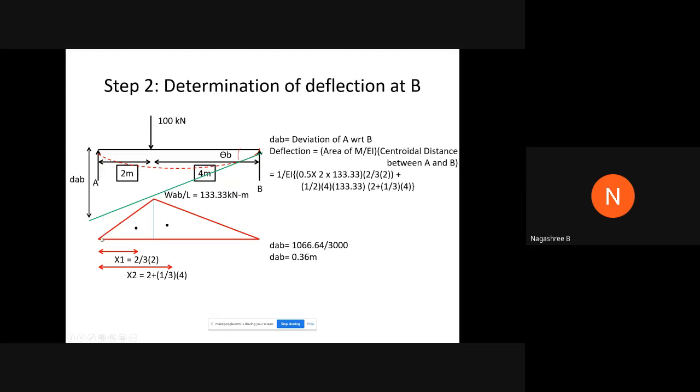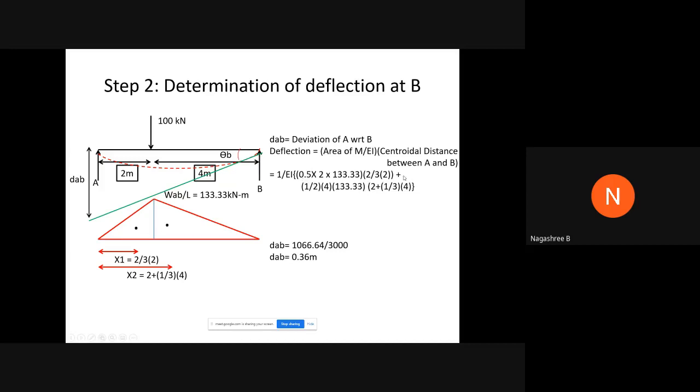Since we have taken A as a reference, you can take it from B also. Here I have taken it from A. For this triangle, the centroid is at a distance of 2/3 of the base. Why? Because this is the longer side of the triangle, so the centroid remains at 2/3 of the base. Therefore, I have multiplied that with this area.